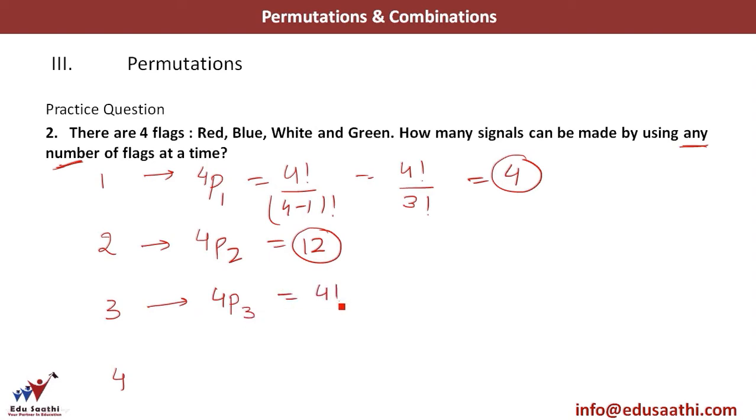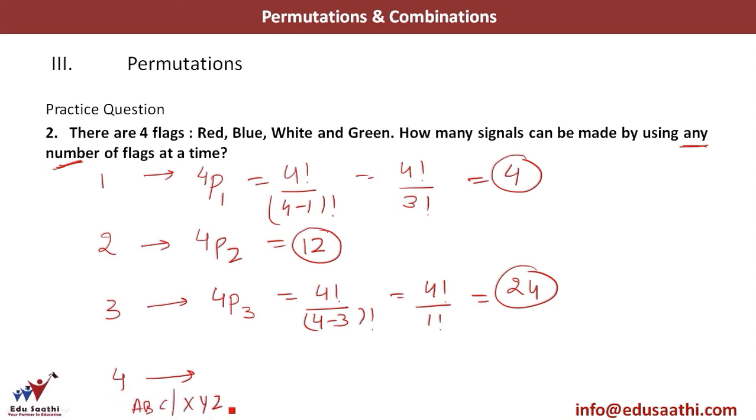So I'll have 4 factorial by 4 minus 3 factorial, which is nothing but 4 factorial by 1 factorial, or 24, which is nothing but 4 factorial. If I use all the 4 flags, this is the case which we discussed in the very beginning, that I have 4 things and I have to arrange all those 4 things. The ABC example or the XYZ example, in which there were 3 posts. So this is a similar kind. So I have 4 flags and I have to arrange all 4 of them.